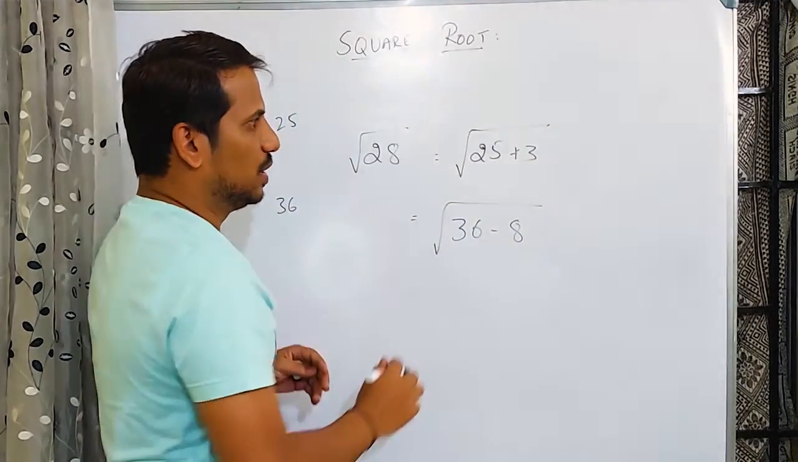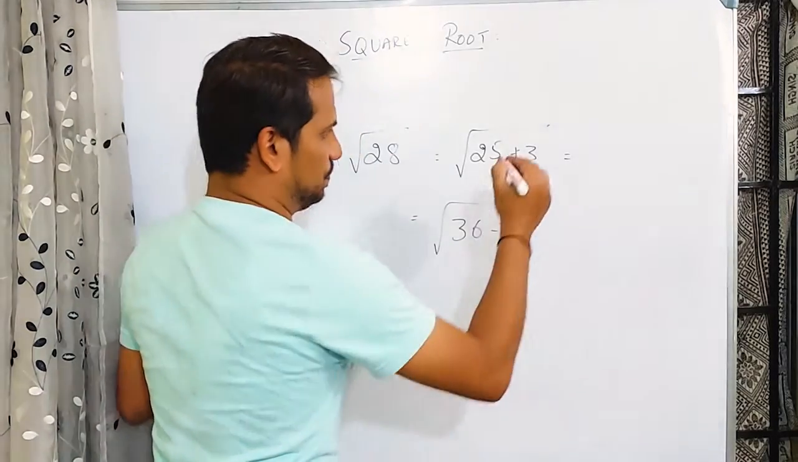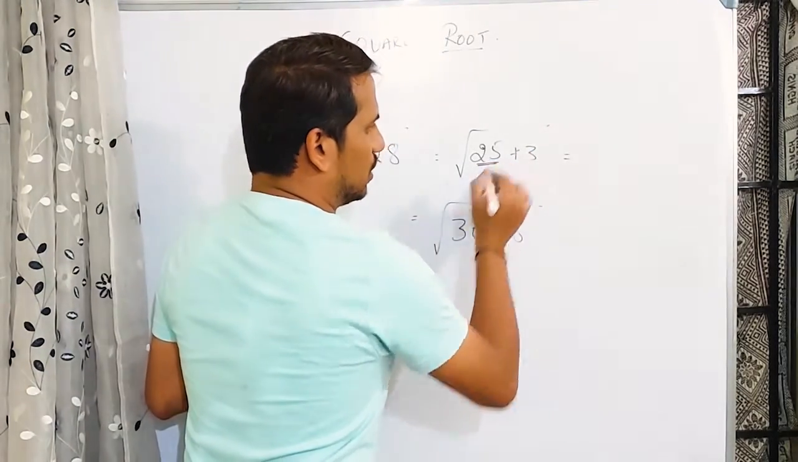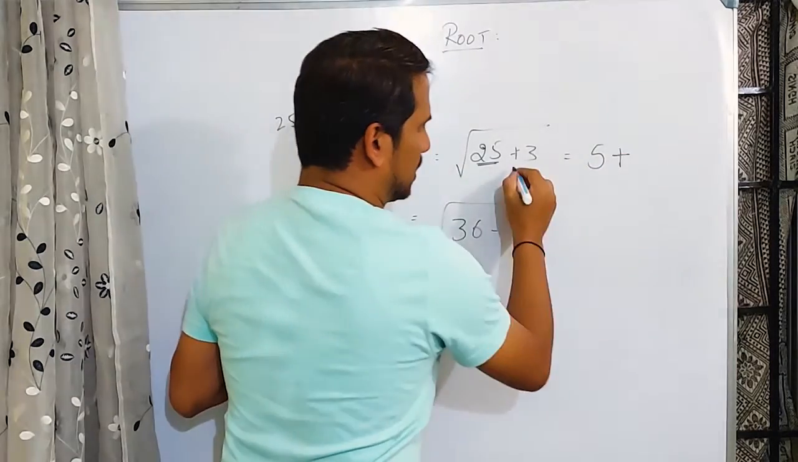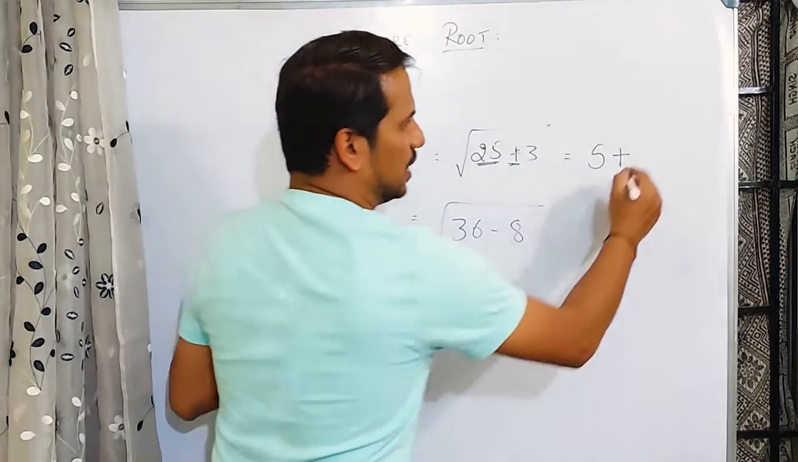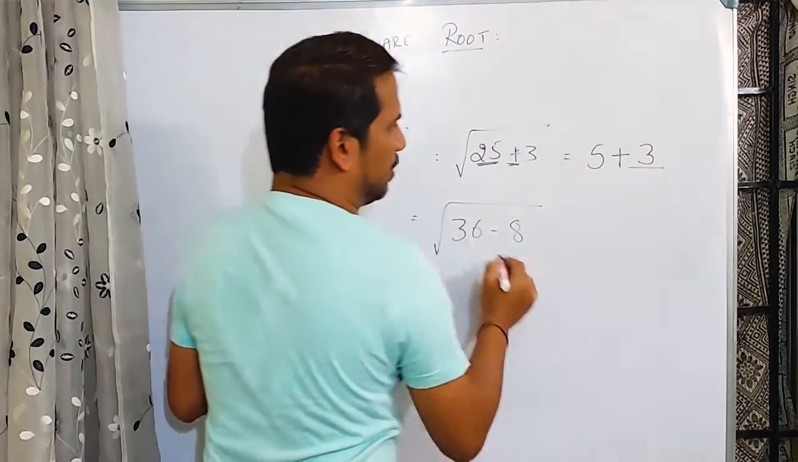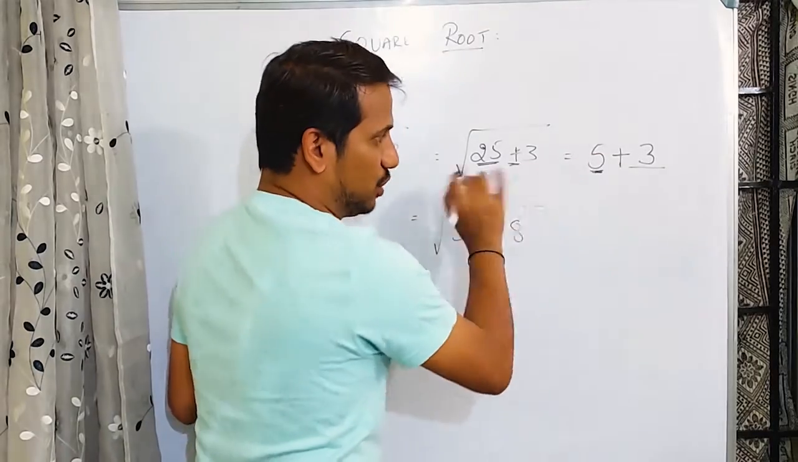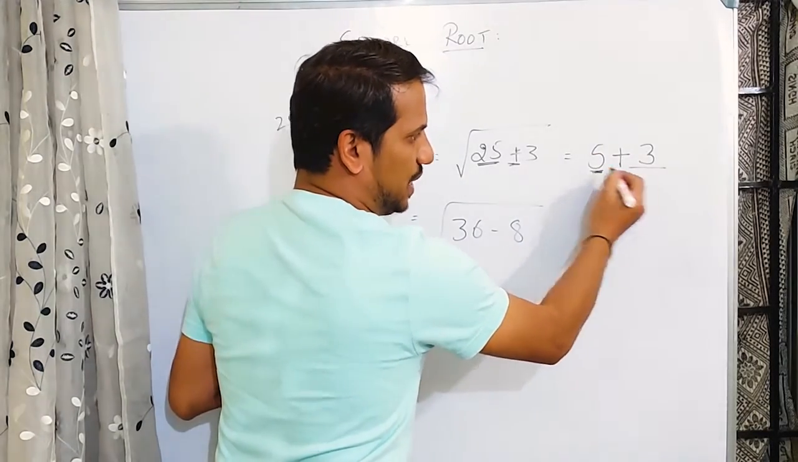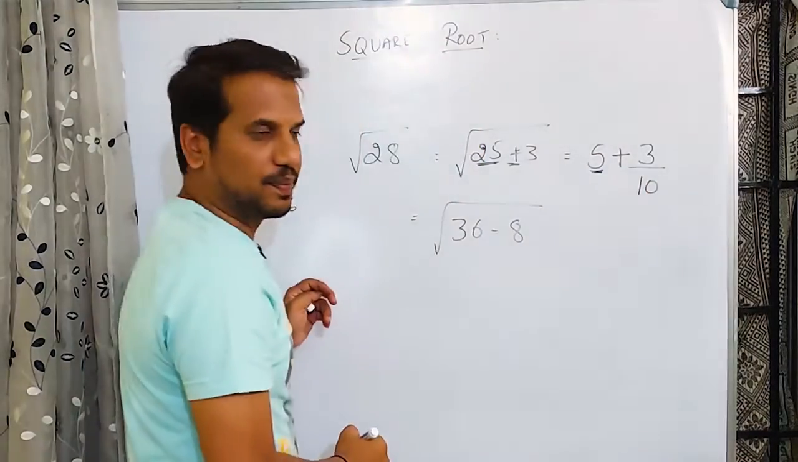Right? Now, the trick is: 25, I'll write it out, 5 plus, since the symbol is plus here, I'll take 3 divided by double this number. So double 5, not 25, double this number. Double of 5 is 10.